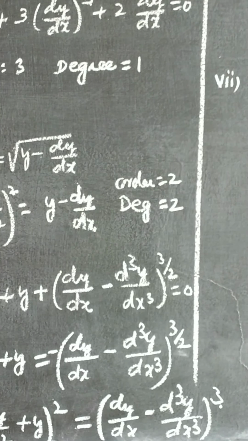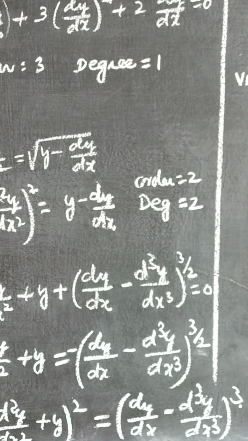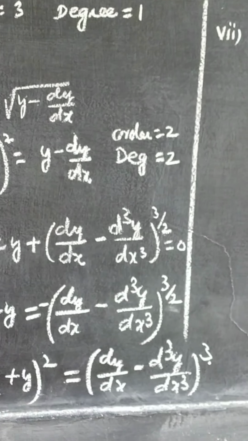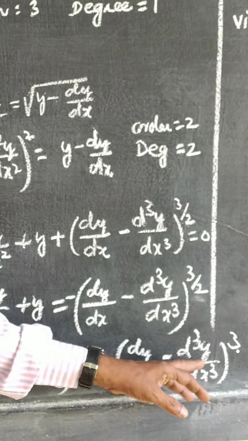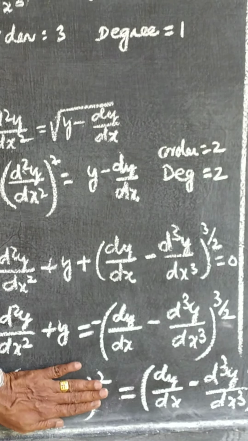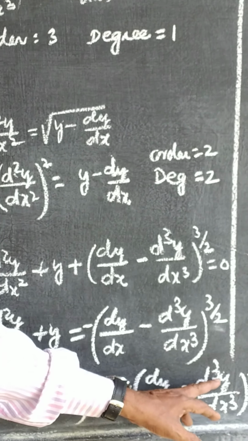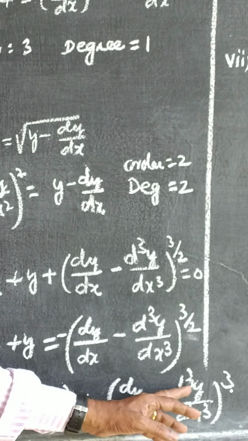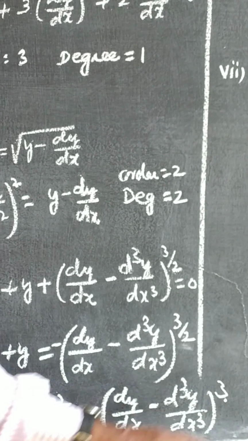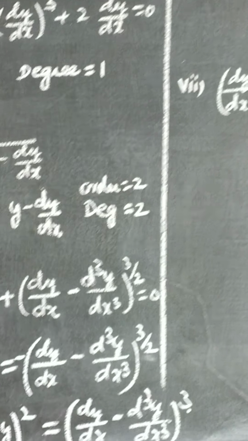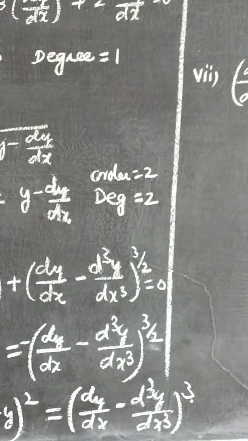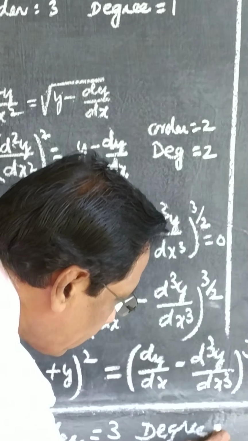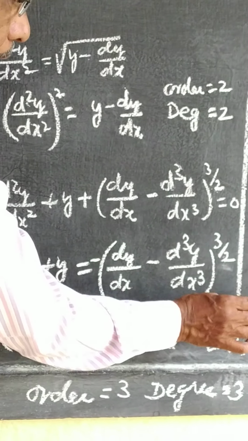Now you have eliminated the radicals. Now we can see the degrees. What is the maximum degree on both sides? d cube y by dx cube. This is the maximum degree, so we need not bother about the left hand side. So the maximum order is 3. For that maximum order, what is the degree? 3. Therefore the order is 3, degree is 3.